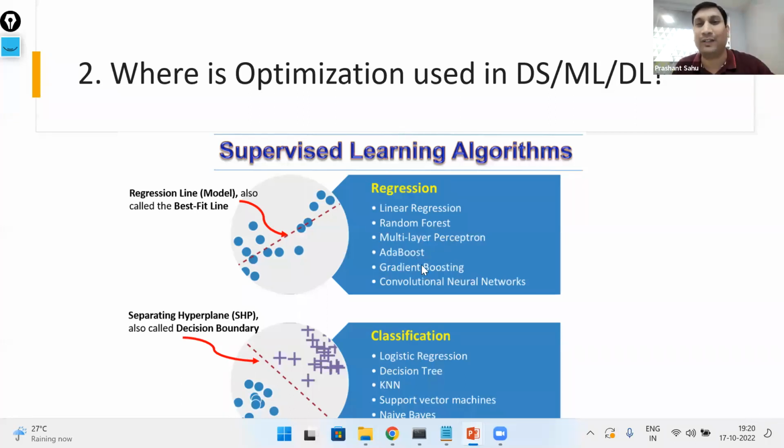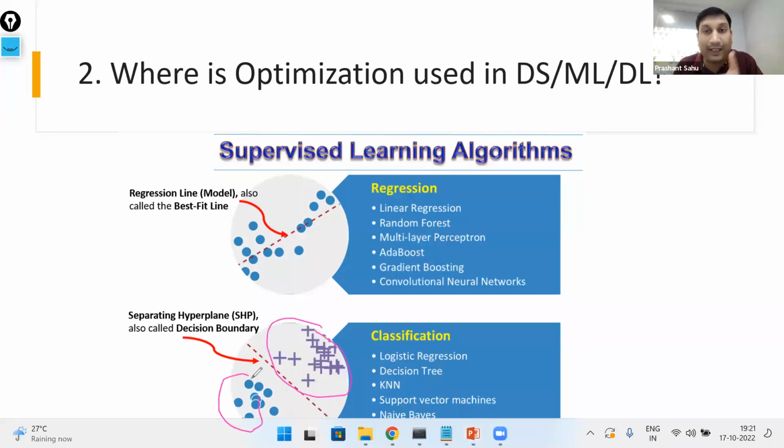I got this picture somewhere from the internet and just copy pasted it here. But yes, these are not the only algorithms. There are many, many more. This is not an exhaustive list. In the case of classification, what we are interested in is finding the equation or mathematical representation of the separating hyperplane. So how do I separate the two classes? Can you see there are two classes over here? This is one class and this is another class.